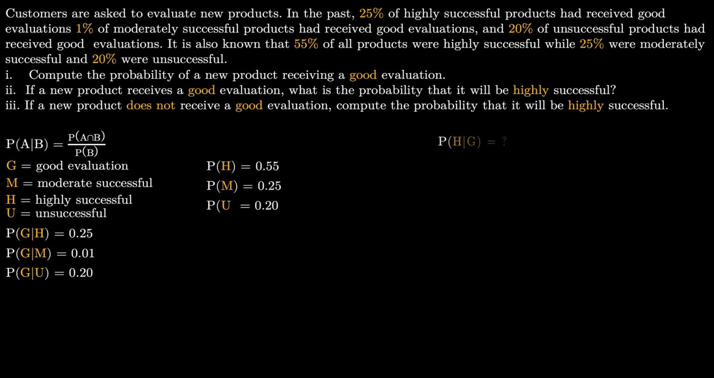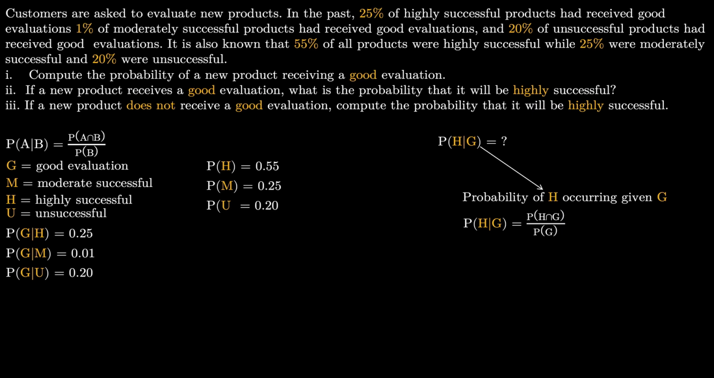Now let's write our conditional probability. Right here, we're going to use the conditional probability formula, since this is the probability of H occurring given G, right? From our formula, we know that H bar G is the same as the probability of H intersection G over the probability of G. The good news is that we have P of G, which is the probability of a product receiving good evaluation. And the bad news is that if our P of G is wrong, this question is also going to be wrong, but our P of G is correct, right?